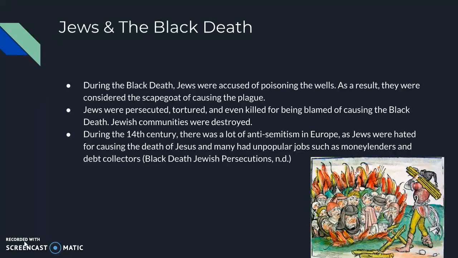Jewish communities were destroyed. During the 14th century, there was a lot of anti-Semitism, that means hatred towards Jews, in Europe, as Jews were hated for causing the death of Jesus, and many had unpopular jobs such as money lenders and debt collectors. And one thing was that Jews were hated even before the Black Death, and many were blamed, and many were either exiled or massacred. Those who refused to convert to Christianity would be burned to death, which thousands were.